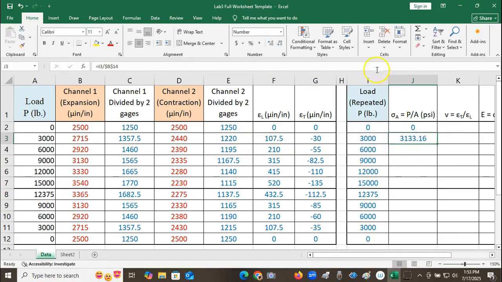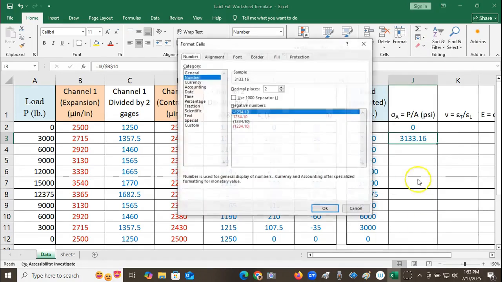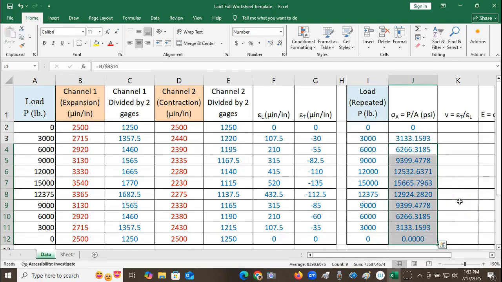And I should probably show a reasonable number of decimal places. So I go up here to format, and then a number, or pardon me, format cells. Okay, and then number, maybe 3 places, 4 places. Okay, that's good enough. So that's PSI. So now copy this down, like so. Okay, and I wind up with this.